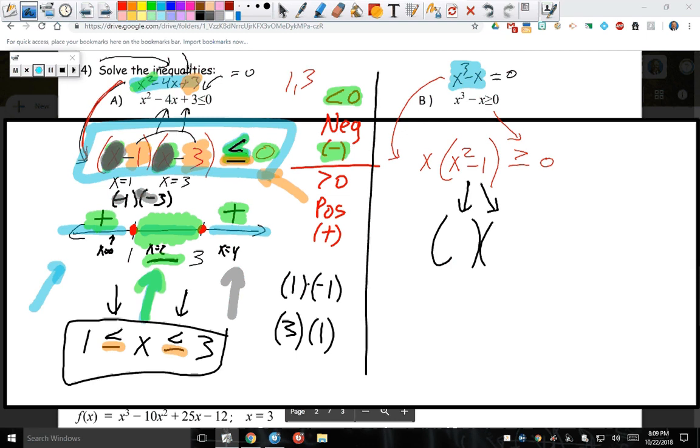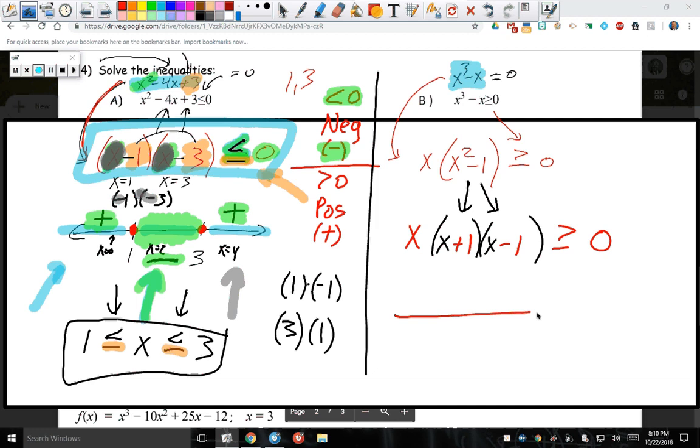Okay, it's not a sum of squares, so there aren't going to be any I pieces. But we know this difference of squares will factor to x and x. And the square root of 1 is 1 and 1. And we have 1 as a positive and 1 as a negative. Okay? So now we have 3 factors.